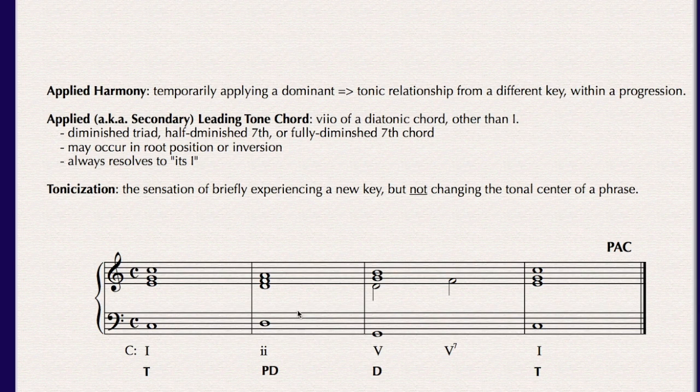So, if we take a look here, our 1 chord is moving to 2, which is the predominant, and then on to 5. Whenever we have the root motion of a second, this is something that could be altered chromatically to create an applied leading tone chord.